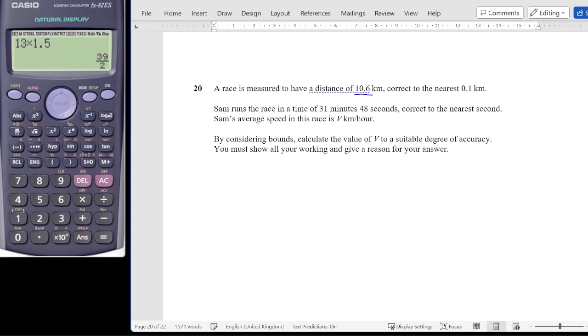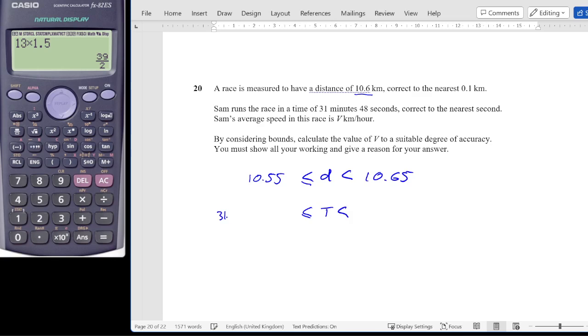Okay, so what have we got actually? If I said the distance has to be between 10.55 and 10.65, so that's going to be the upper bound and the lower bound. And then if I talk about time, I'm going to keep my time in terms of seconds for now. I'm going to go correct to the nearest second.